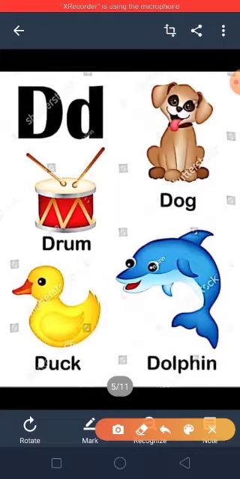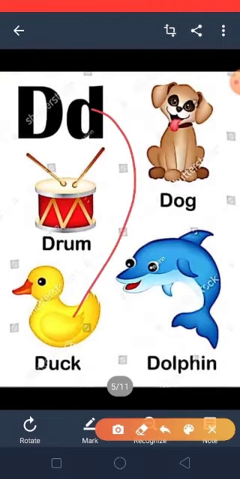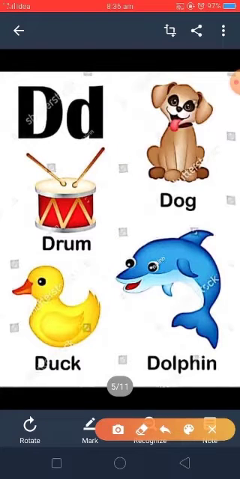Capital D is written as small d. That is D for dog, D for drum, D for duck, D for dolphin.